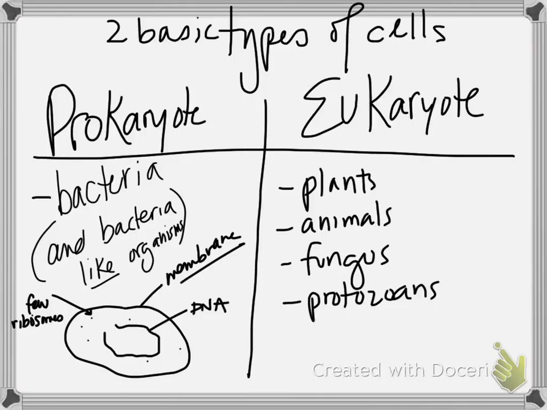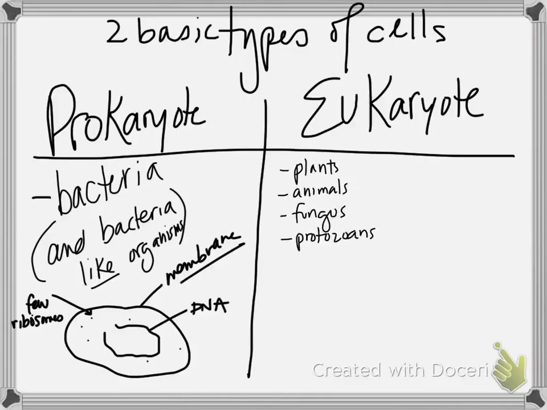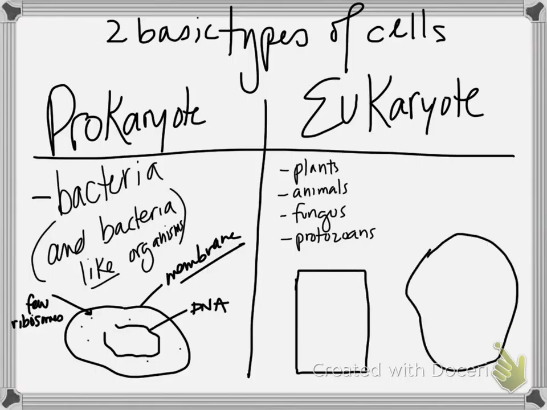Okay, so all of these things are eukaryotes. And their cells have some things in common. Now, in general, we see plant and animal cells represented a little bit differently. Let's see, I'm going to do this.